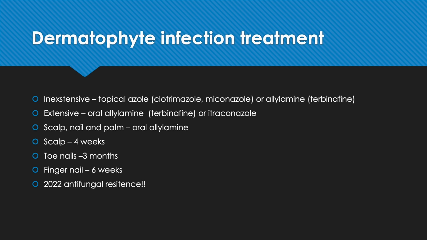Scalp ringworm, nail ringworm, and ringworm of the palms and moccasin type Tinea pedis usually requires an oral allylamine. Scalp ringworm particularly, you cannot rely on topical treatment only. For scalp ringworm, we usually need 4 weeks of an oral agent. For toenail infections, we would need at least 3 months of continuous therapy, usually with terbinafine. Fingernails may respond to only 6 weeks treatment.